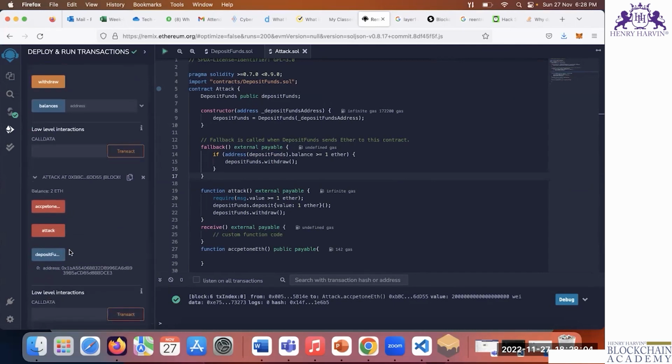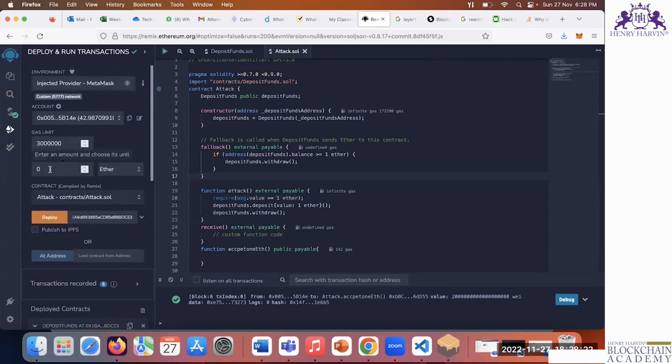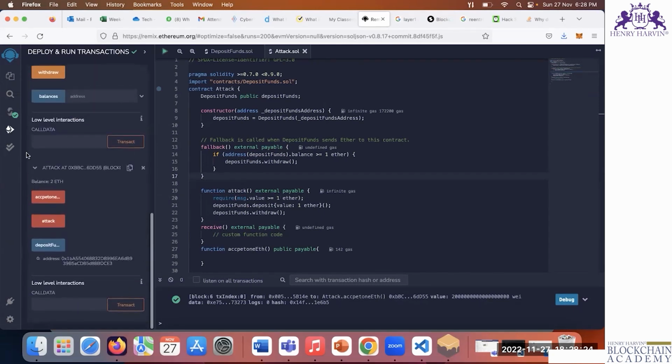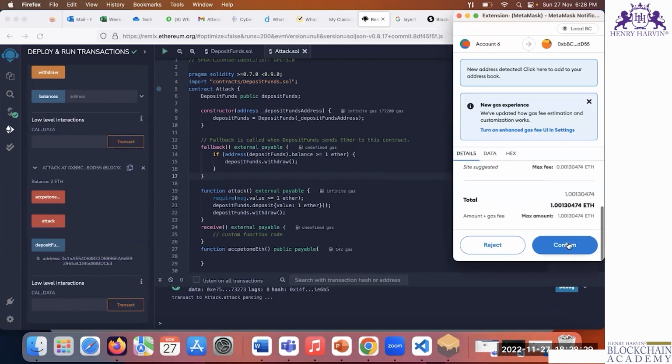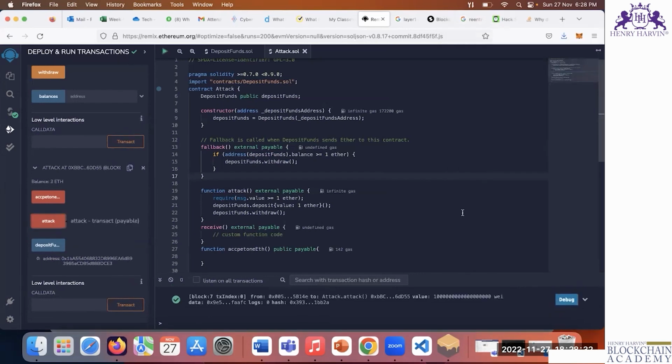And now what he is doing is calling this attack function. One Ethereum I am transferring. Now it is transferred. Now I have called this attack function.